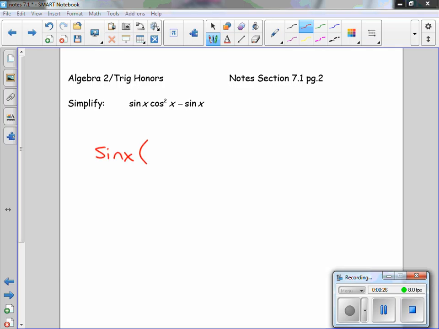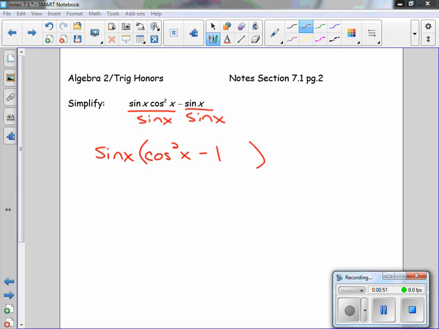And if we factor out a sine x, that's the GCF, we will divide each term by the sine of x, which will leave us with cosine squared x minus 1. Okay? Any questions so far?